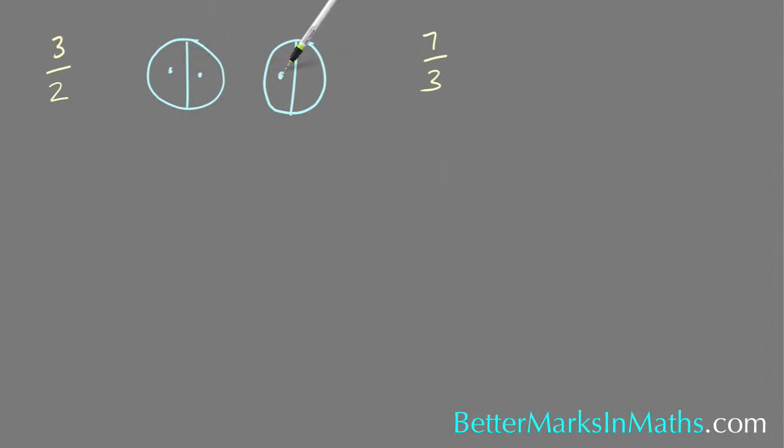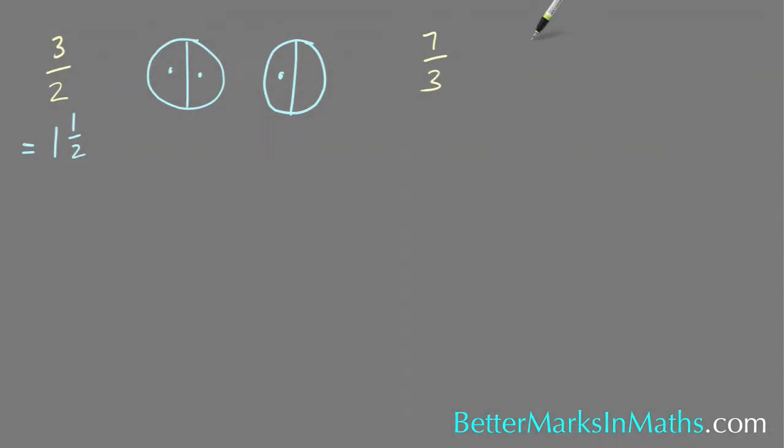So I've colored in 3 halves, and you can see from that that it is the same as one whole orange and one half. So I've really colored in 1.5 oranges here. So 3 halves is equal to 1.5.